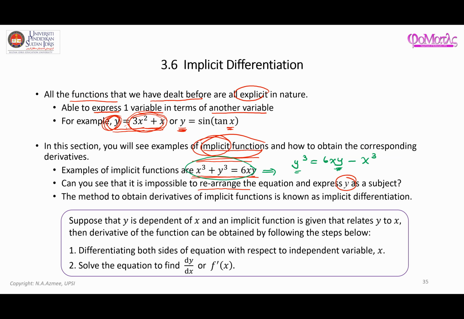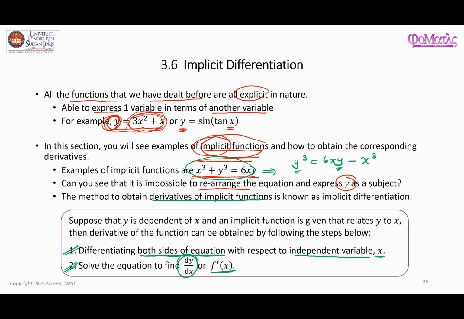So when we are faced with this kind of scenario, there is a simple method by which you can obtain the derivative of an implicit function. What you need to do is differentiate both sides of the equation with respect to the independent variable x. So if x is your independent variable, then you differentiate both sides of the equation with respect to that variable. Once you have done that, you solve the equation to find the value of the derivative dy/dx or f prime of x.